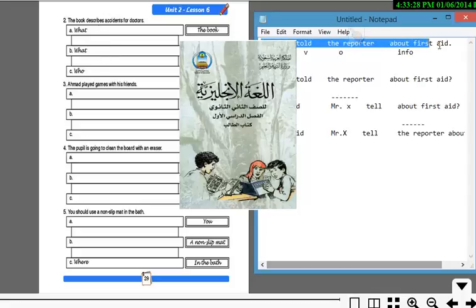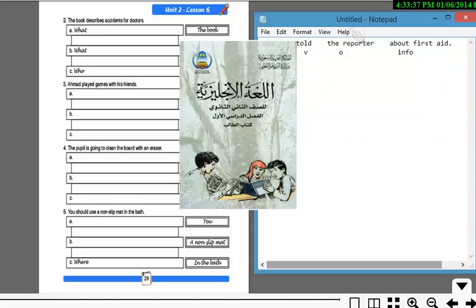Last time we defined there's a sentence with subject, verb, object, and part of information we're talking about. So let's just do the same thing here again. And we're going to start with number 2. The book describes accidents for doctors. Alright, so there is a subject here, and then there is a verb, and then there is an object, and then there's a part of the info that we're going to use as well.